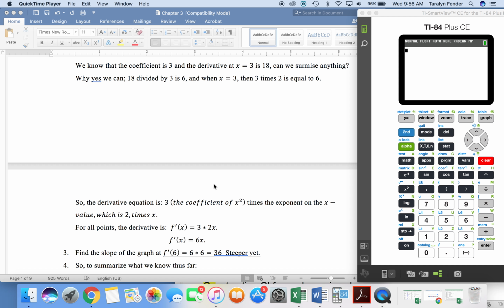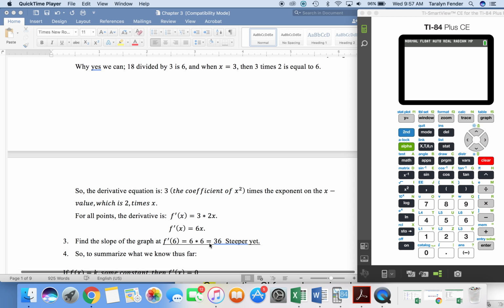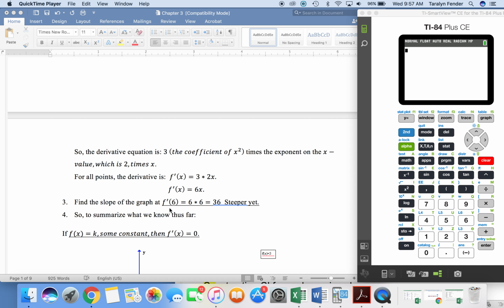So with that, can we derive the derivative equation? And it is 3, which is the coefficient of x squared, times the exponent on the x value, which is 2, times x. So we have 3 times 2x, or 6x, for our derivative function, or equation. What is the slope at x is 6? 6 times 6 is 36.